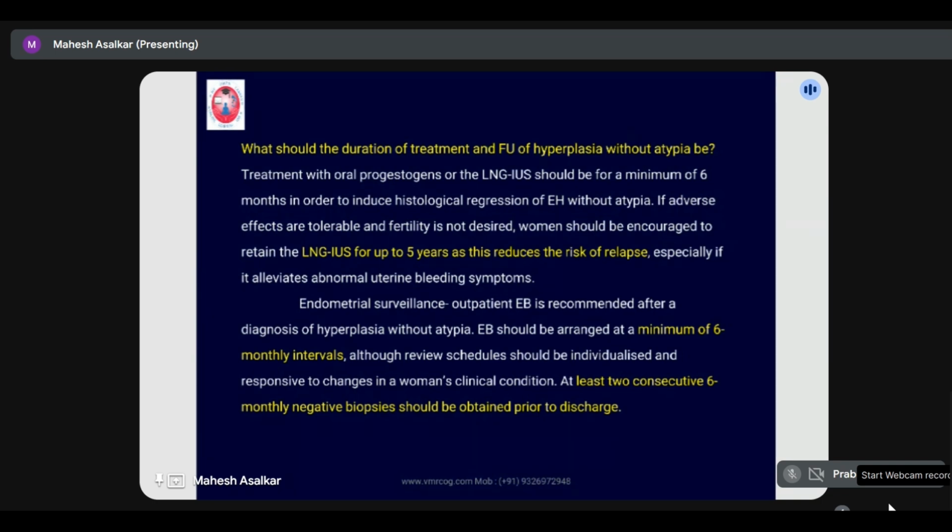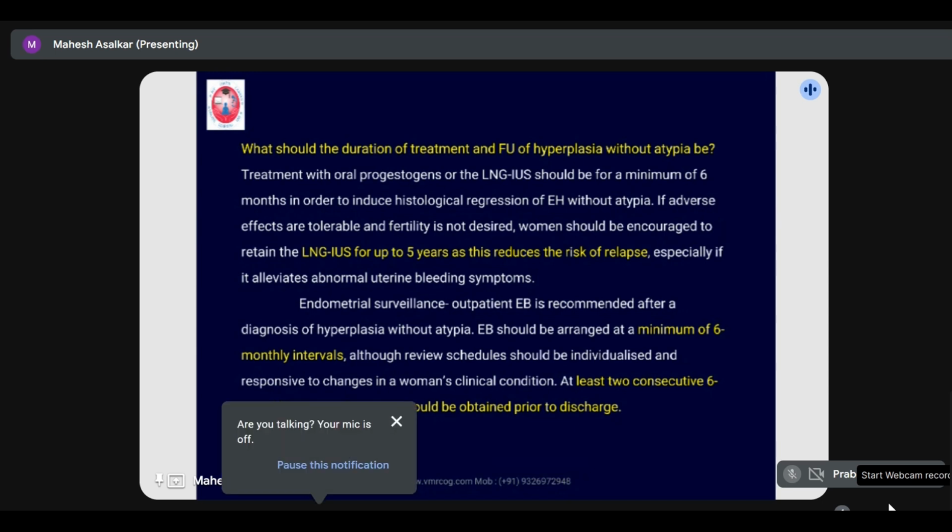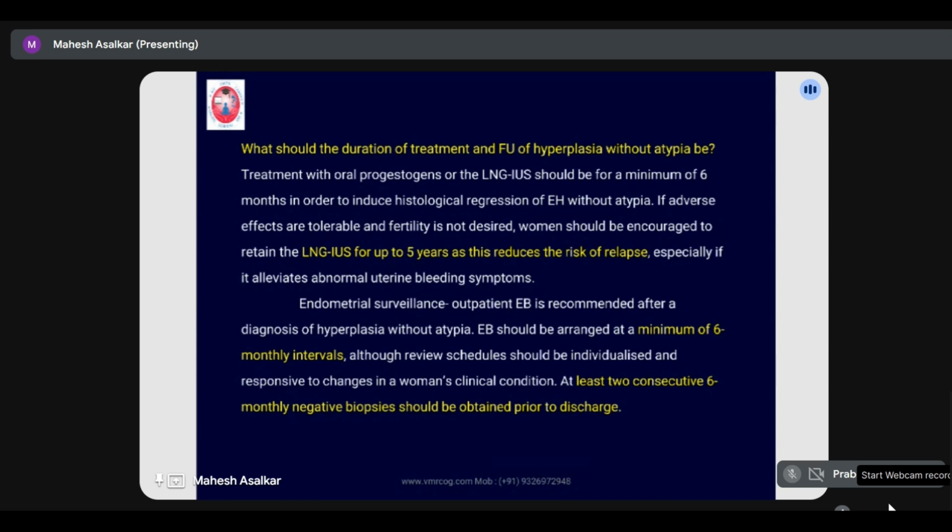However, if the patient is taking oral progesterone, we will give it only for 6 months but continue with the surveillance annually. Is it clear? Yes, sir. Dr. Amrita? Yes, sir. We have diagnosed endometrial hyperplasia without atypia, and we started with progesterone. The first line is LNG-IUS. Minimum 6 months is recommended, but LNG-IUS is to be recommended for 5 years. Then we will do the 6 monthly endometrial biopsy. If we get 2 negative 6 monthly endometrial biopsies, we can discharge the patient from follow-up.